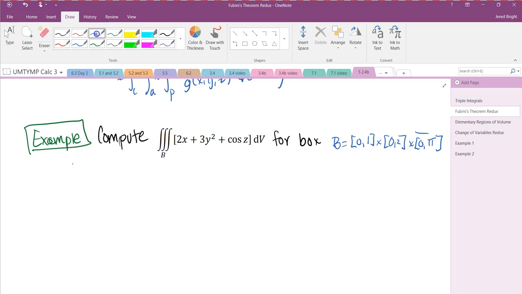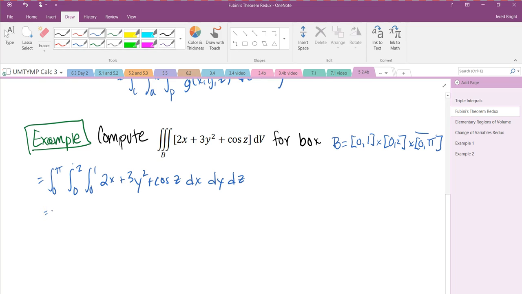So we're going to say that this is the same as, and I'm going to use the order 0 to pi, then 0 to 2, and then 0 to 1, just because I feel like it. And then we end up with 2x plus 3y squared plus cosine of z, and this is going to be dx, dy, dz.